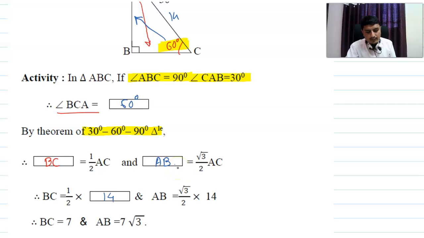After simplifying, 2 ones are 2 and 2 sevens are 14. So the value of BC is equal to 7. And root 3 by 2 times AC, which is 14: 2 ones are 2, 2 sevens are 14. So root 3 into 7, that means the value of AB is 7 times root 3.